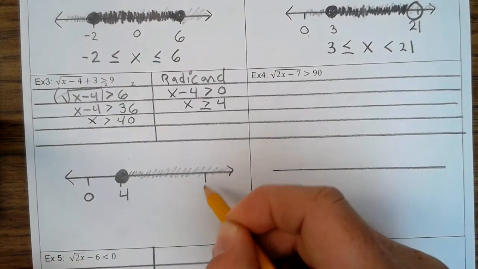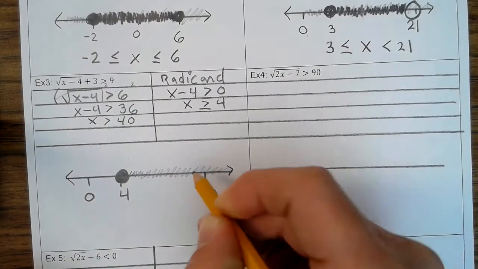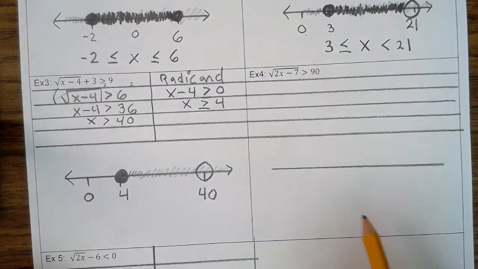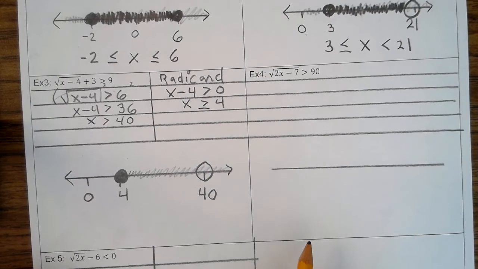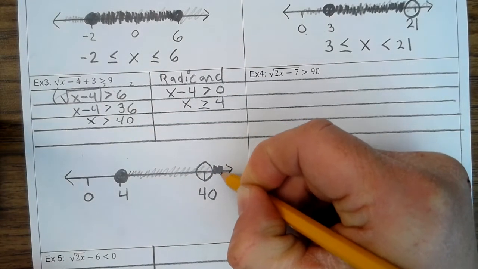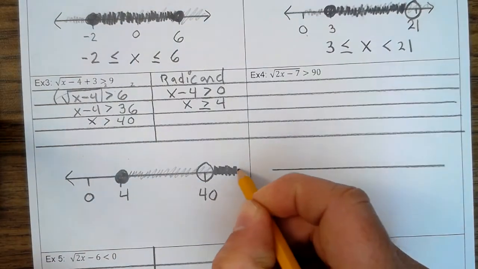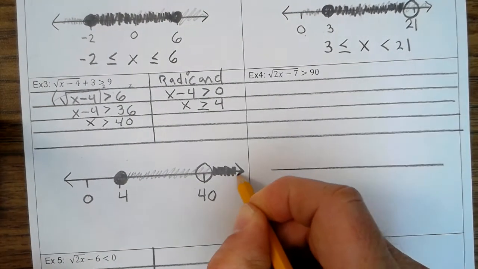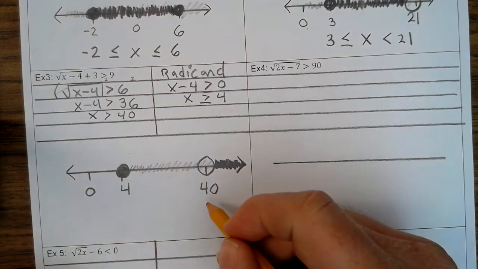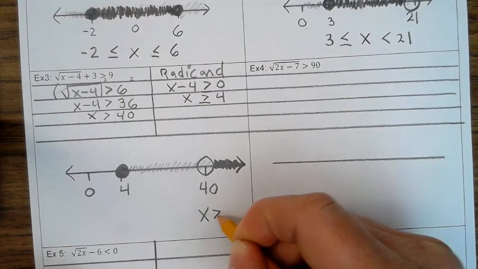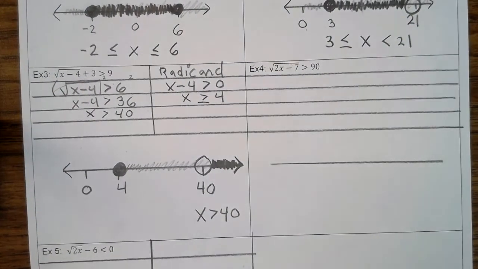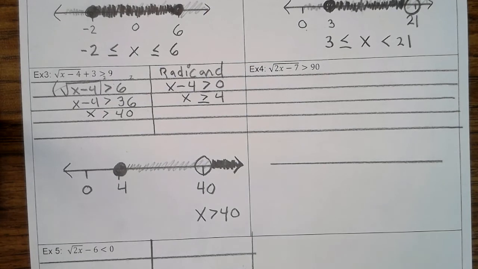And then 40, there's no line, so it's an open circle. And here's where it's unique. Remember, you shade only the overlapping region. Well, since it's greater than, you darken here. So technically, your solution is x is greater than 40. All right, let's look at example 4.